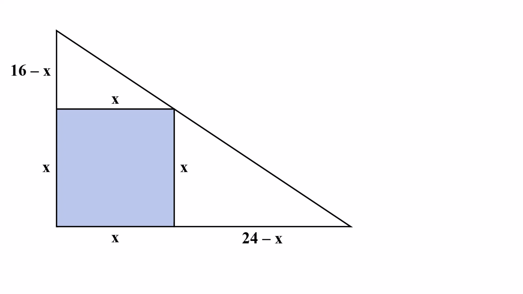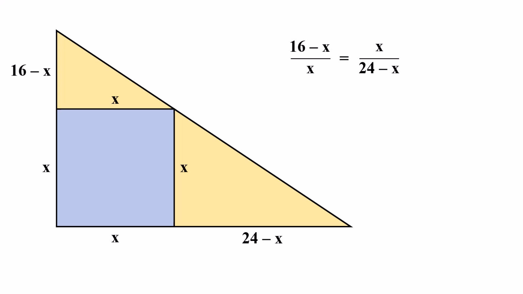Now, focus on the two yellow triangles. They share the same angle, and both are right-angled triangles. Because of this, they are similar triangles. So we can write the proportion: (16 minus x) over x is equal to x over (24 minus x).